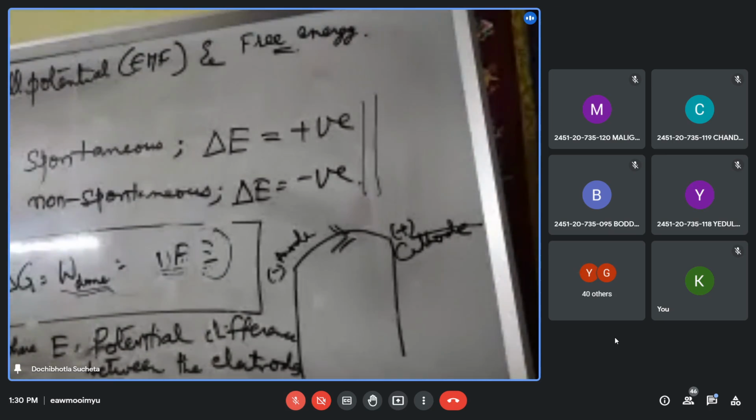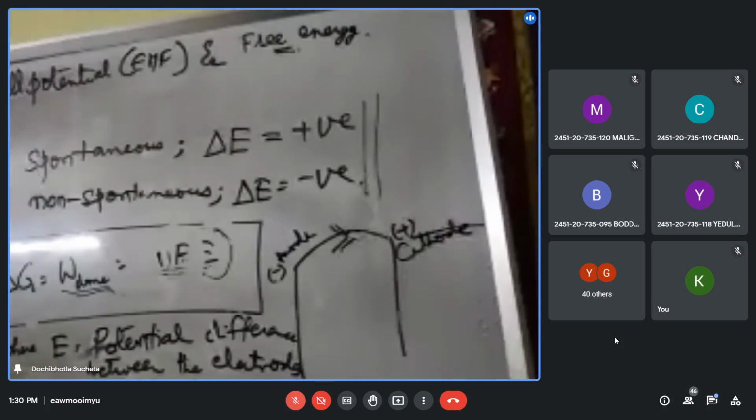Okay, that's the one. So tomorrow we'll derive the Nernst equation based on this cell potential and free energy values. Okay, good day.